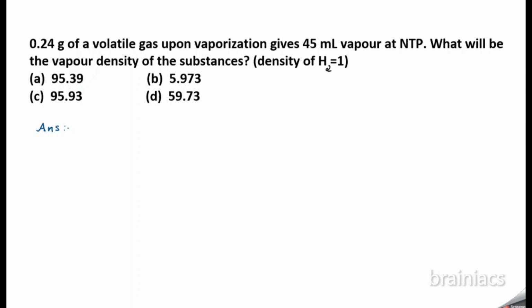Okay, so how do we need to do this question? First we need to know the relation between the vapor density and molecular mass. We know that vapor density multiplied by 2 will give me the molecular mass. So molecular mass is equal to vapor density multiplied by 2.